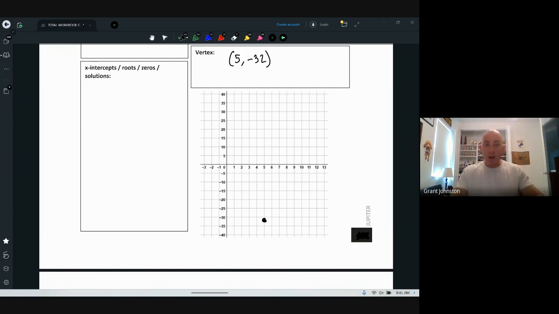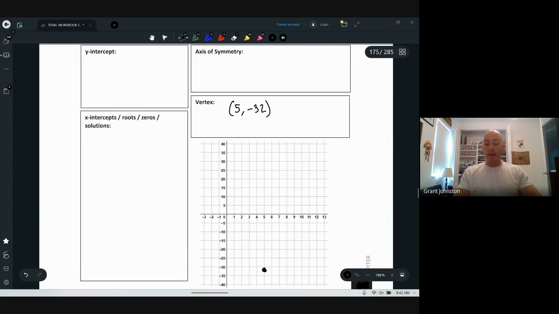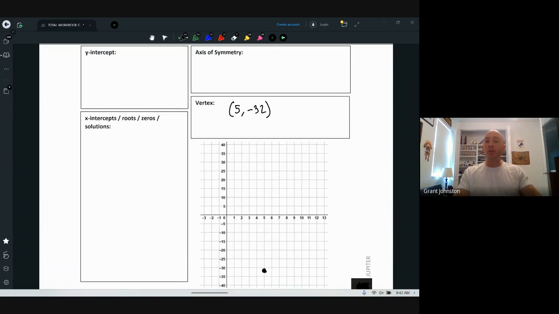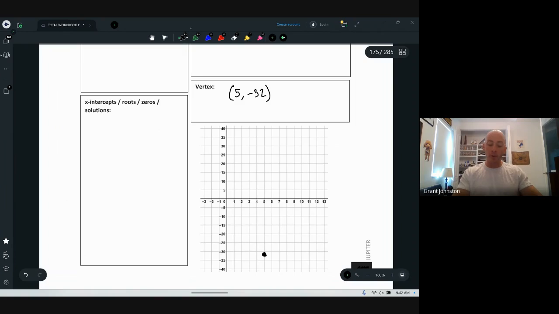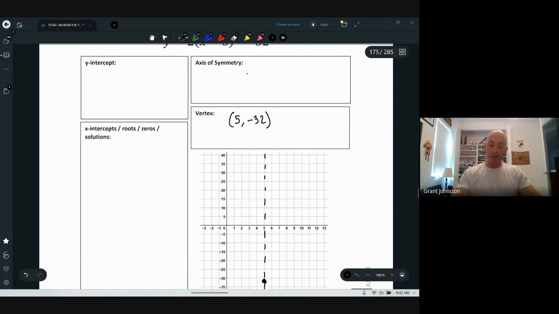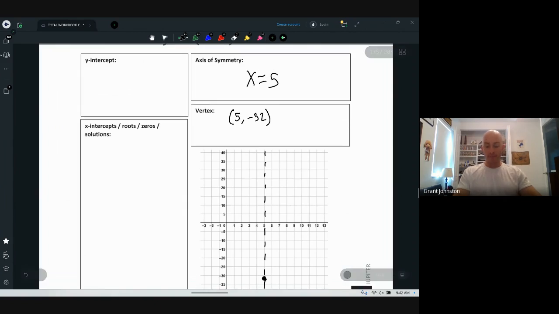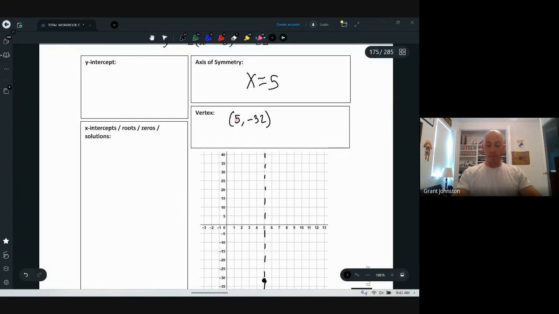Okay. And the great thing is once we have the vertex, we know where the axis of symmetry is, right? Because the axis of symmetry goes through the vertex. No solving required. So I'm going to draw a little dashed line. So that means the axis of symmetry is at 5. At the line x equals 5. Remember, these will always match up because the axis of symmetry goes through the vertex.